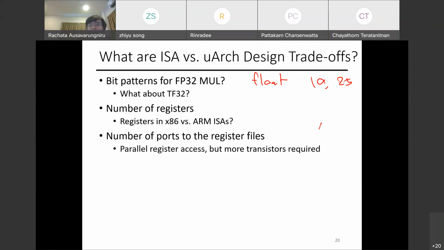Treat ports like a, sorry, my cat was making a weird noise over there. Not sure if you heard it or not.